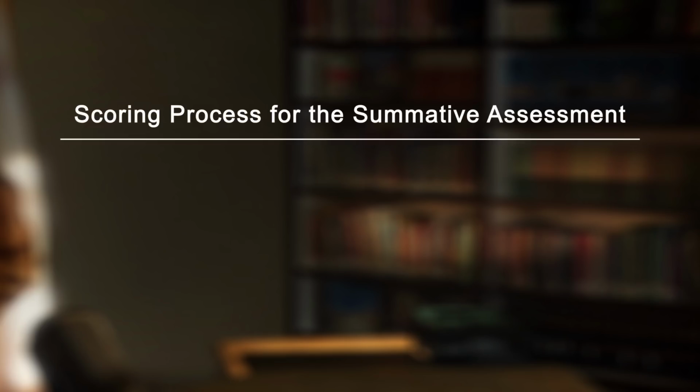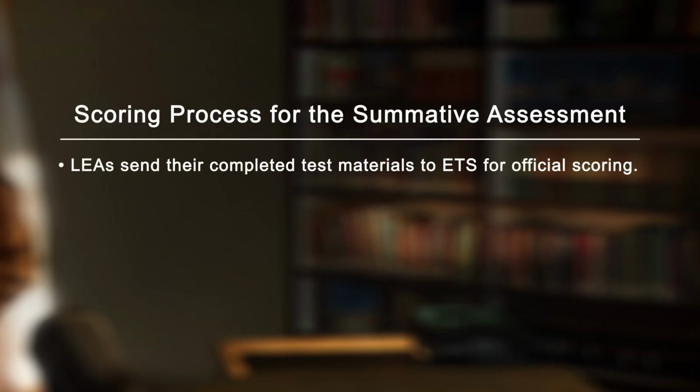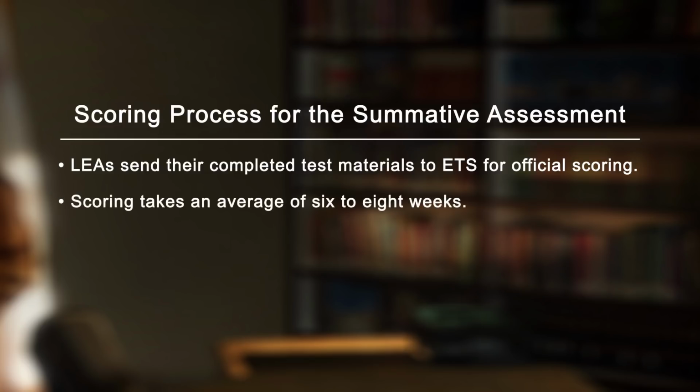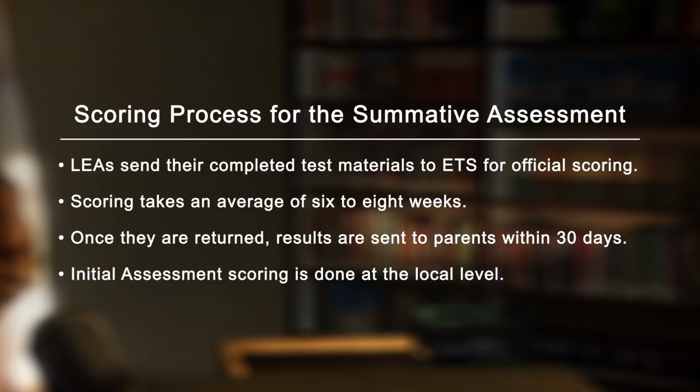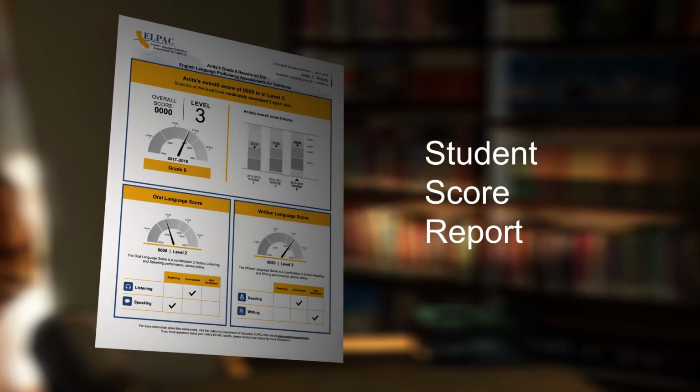Local educational agencies, or LEAs, send their completed summative assessment test materials to ETS for official scoring. Once received, it takes an average of 6 to 8 weeks for the contractor to score the assessments and return the results to the LEAs. LEAs must then send individual official ELPAC results to parents or guardians within 30 calendar days. Initial assessment scoring is done at the local level. Parents or guardians receive a student score report that summarizes their students' test results.